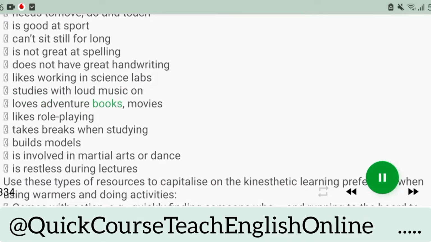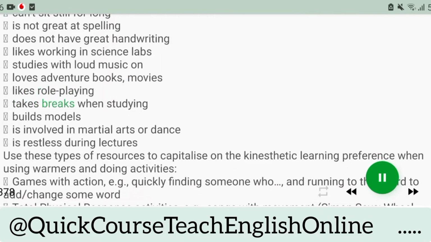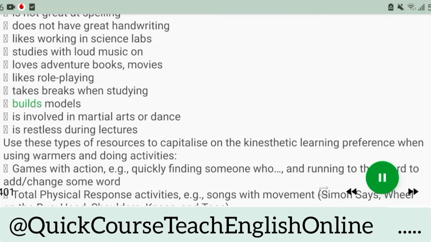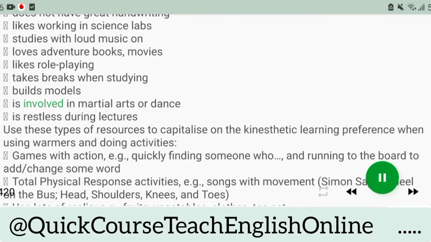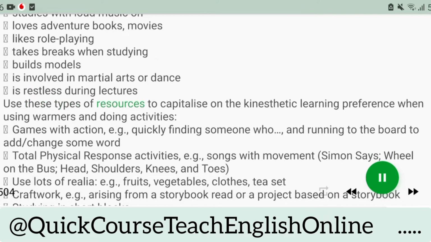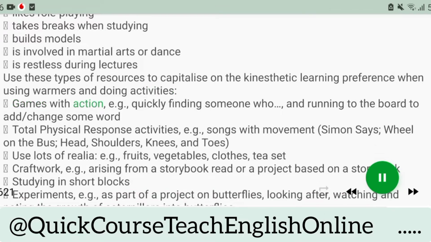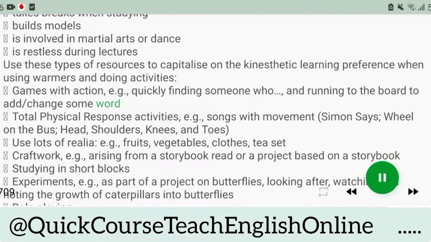Loves adventure books, movies. Likes role-playing. Takes breaks when studying. Builds models. Is involved in martial arts or dance. Is restless during lectures. Use these types of resources to capitalize on the kinesthetic learning preference when using warmers and doing activities. Games with action, e.g., quickly finding someone who, and running to the board to add, change some word.